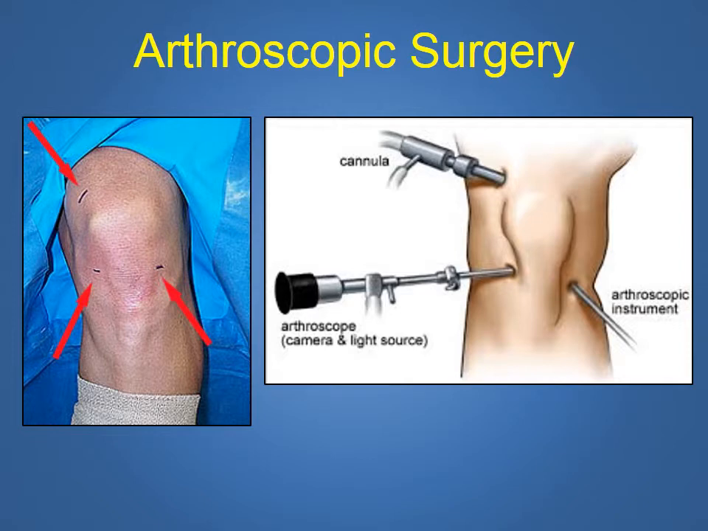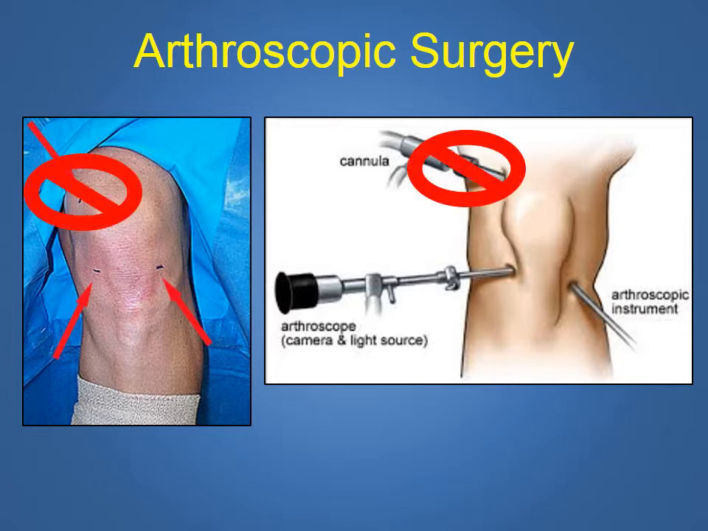The image on the left in this slide is a photograph showing the anticipated incisions prior to arthroscopic knee surgery. The image on the right is a diagram depicting the instruments placed in the knee after the incisions are made. Typically, I only use the two incisions in the front of the knee at the bottom, but not the one above.